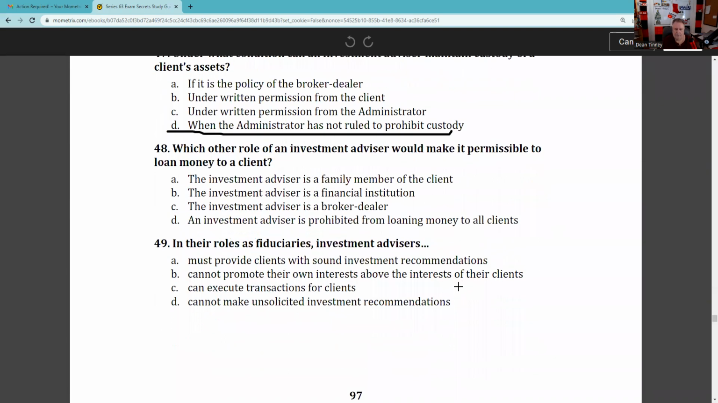Which other role as an investment advisor would make it permissible to loan money to the customer? As we said, the key word you're looking for on the test is this idea that it's a financial institution. I don't like that we're not making clear these are affiliates of the investment advisor, like Bank of America Wealth Management is the investment advisor, and then there's Bank of America, the bank that's a financial institution. As I said, we're doing these in real time. So B is the best answer there.